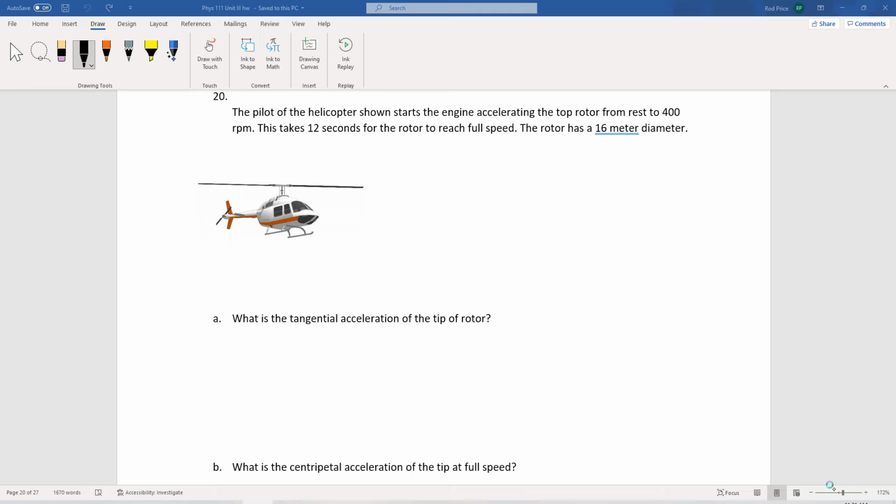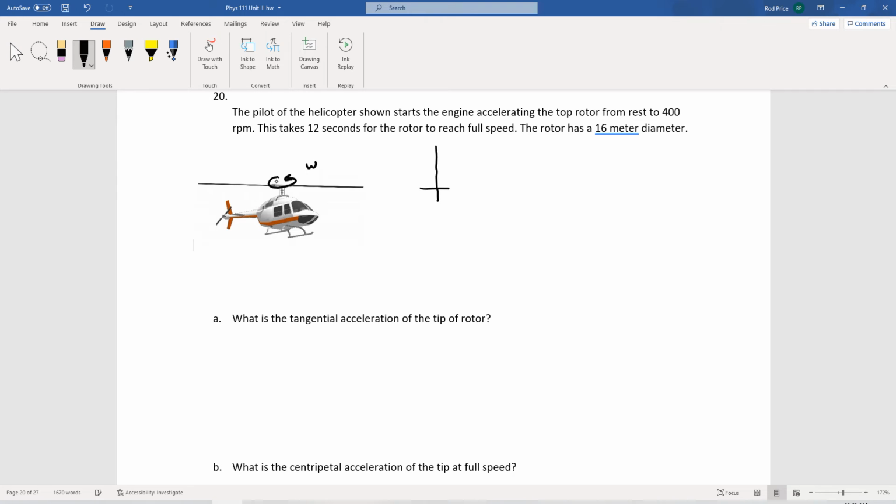I'm making this video here to help you out with number 20 in your homework, which is essentially the same problem as 19, just different questions. So this helicopter blade starts from rest, and then the person turns the motor on, and this blade starts rotating. So it's got an angular velocity now.